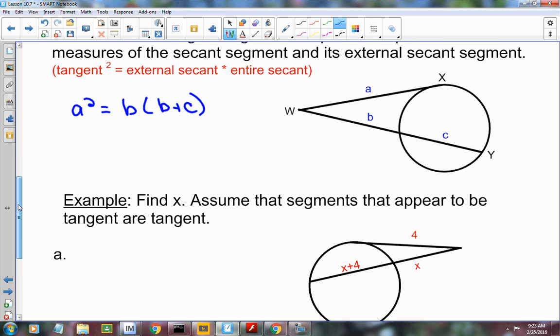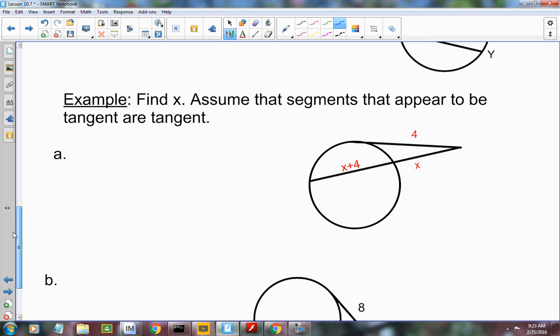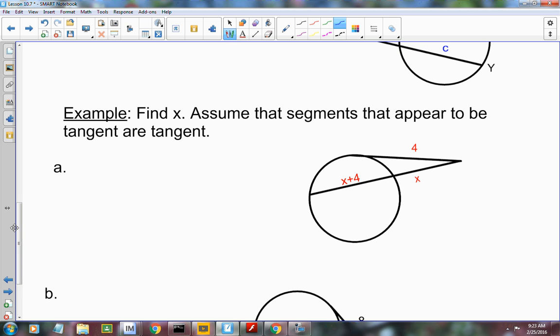Now, I've got two problems to do here. Your paper only has one, so we'll have to add the second one. So leave some space somewhere for that second one, okay?